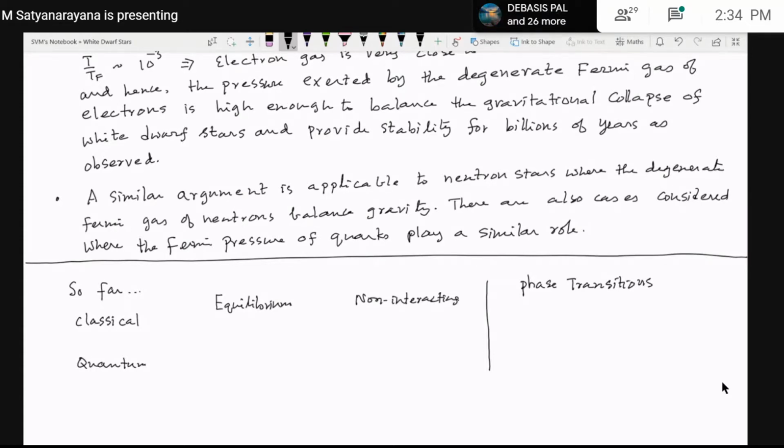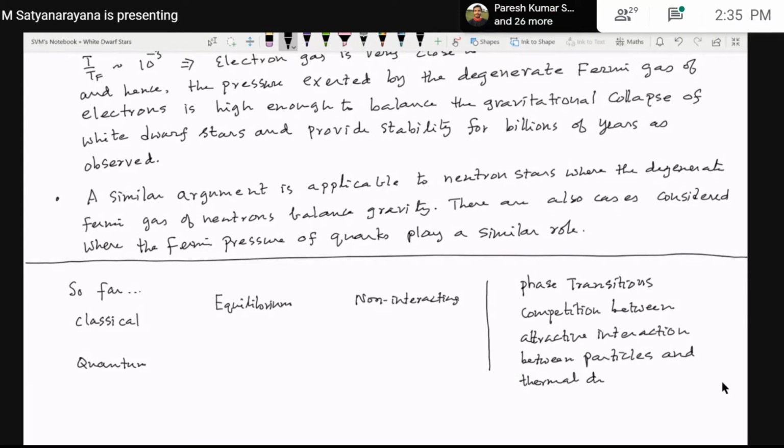Phase transitions occur because there is a competition between some kind of an attractive interaction between particles and thermal disorder. So entropy and energy. So we have to understand this, and this is essentially what we will have to study with bringing in interaction.